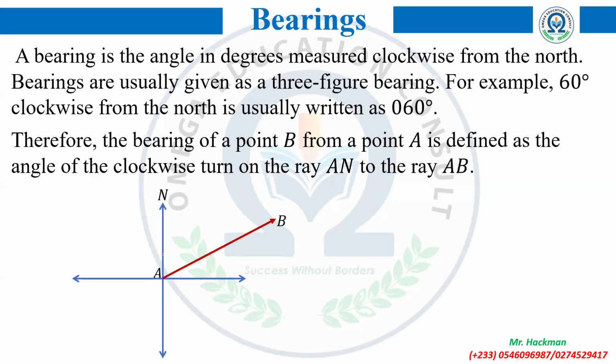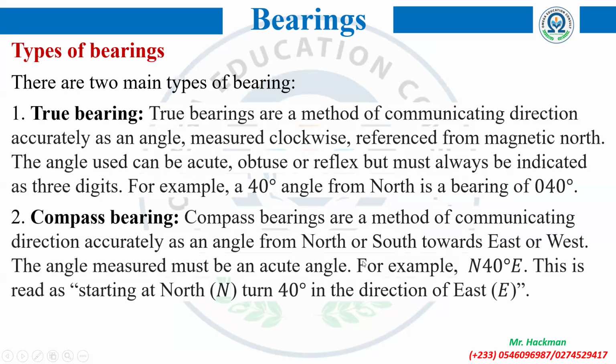So we are going to get this to be our bearing, this angle here. I can call this maybe theta. So this is the bearing that we said, the angle in the clockwise turn on the ray AN to the ray AB. So this becomes your bearing, and your bearing angle can be in any of the quadrants. Please take note.